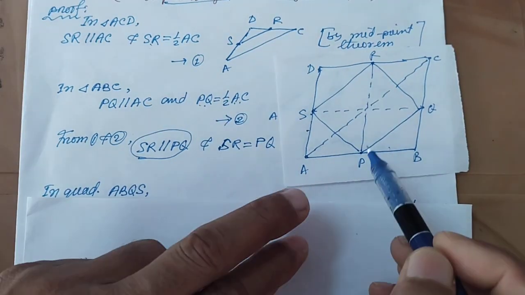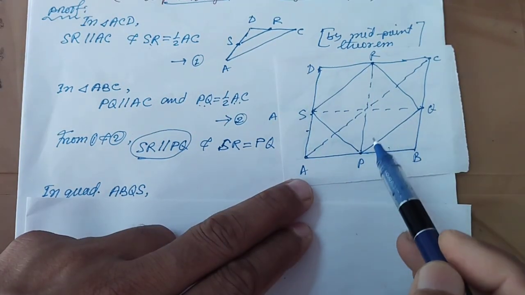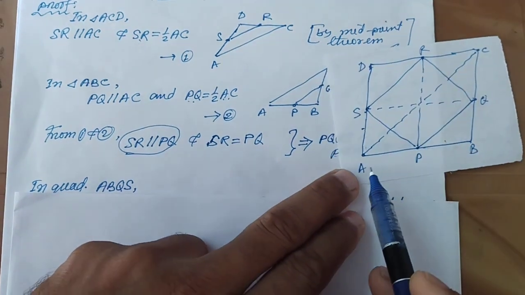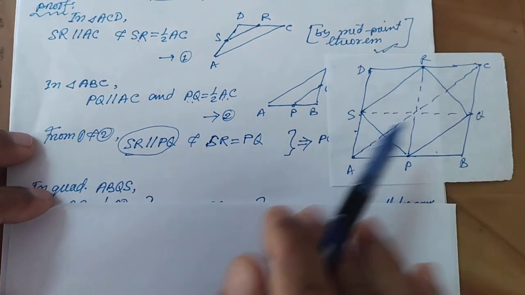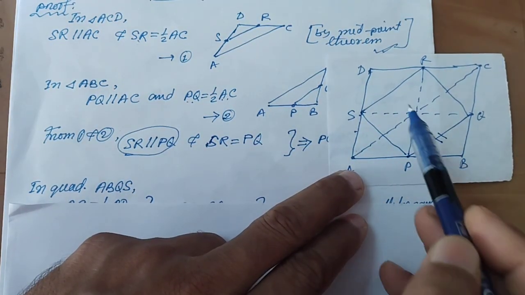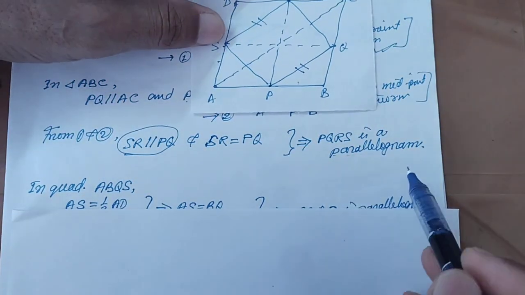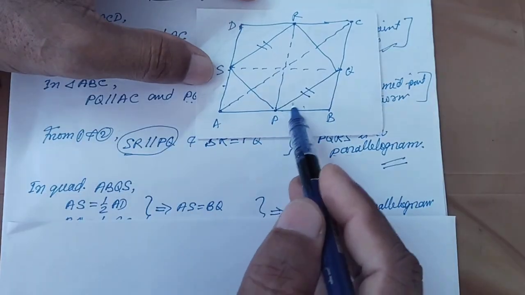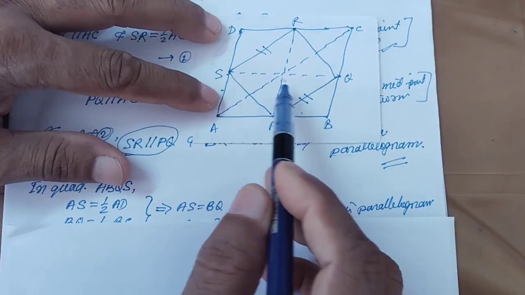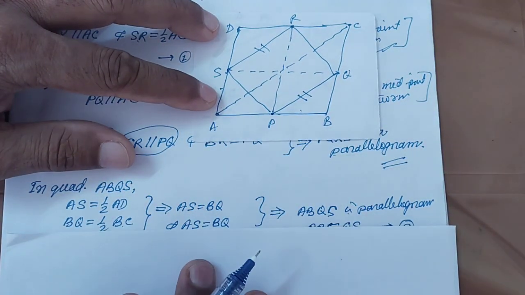So what we got, in quadrilateral PQRS we are getting SR equal to PQ, and also SR is parallel to PQ. So we got one pair of opposite sides equal and also parallel, and hence PQRS is a parallelogram. So this is the first part. We have already proved PQRS is a parallelogram, and now only if we can show the diagonals equal. In PQRS, if the diagonals are equal, that means PR is equal to SQ, then we can say that it is a rectangle.